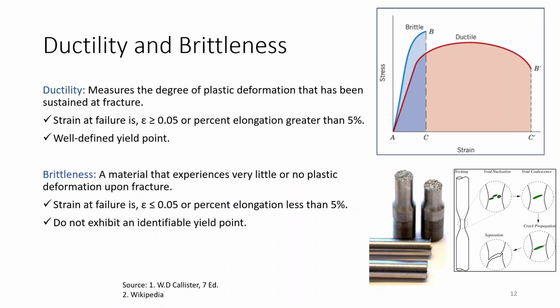In case of brittleness, the material experiences very little or no plastic deformation upon fracture, so your strain will be less than 5%, and they don't exhibit any identifiable yield point. You can see in this B curve that there is no identifiable yield point.